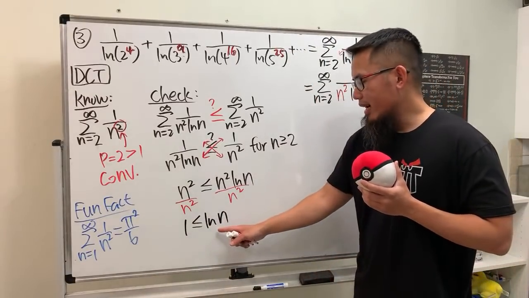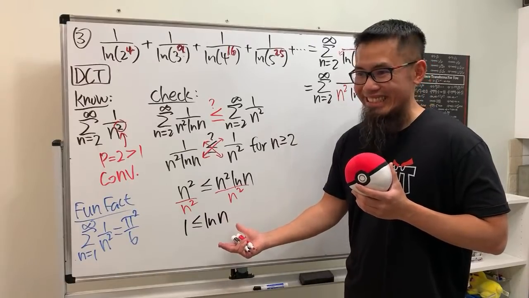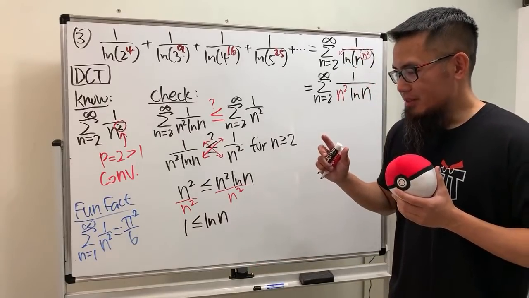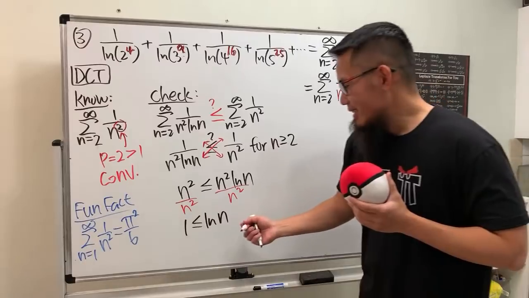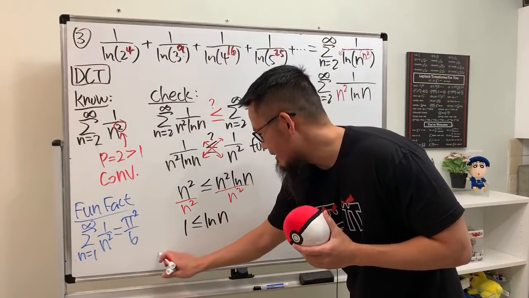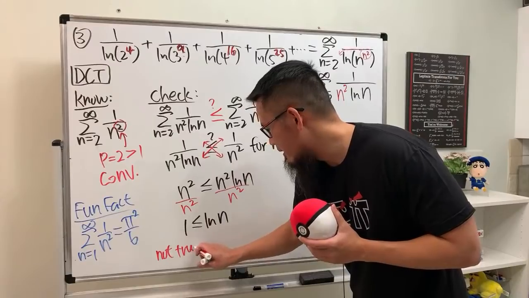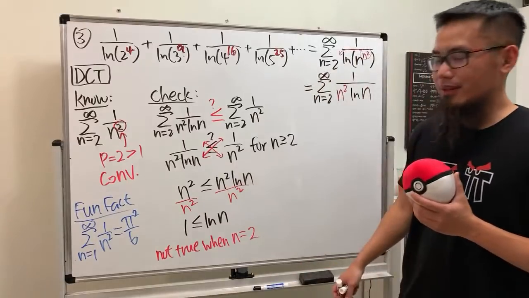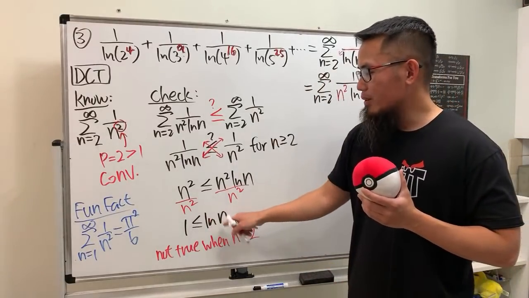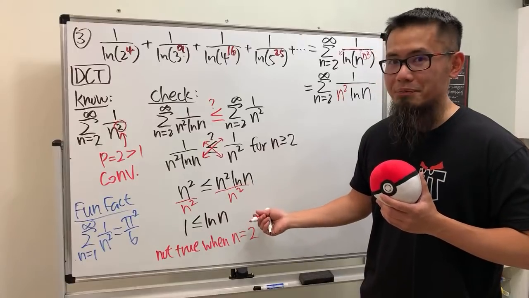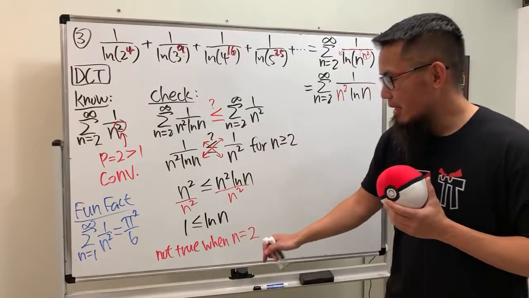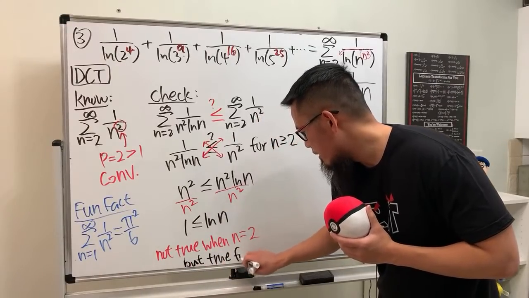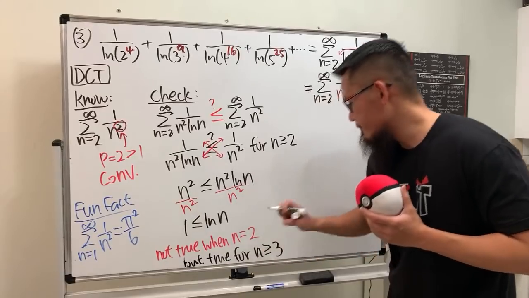Is this true when n is equal to 2? Not really. Don't worry about that though. This right here is not true when n is equal to 2. If you put 2 in here, ln 2 is 0.693 and so on. This is not true, right? But it is true for n greater than or equal to 3.